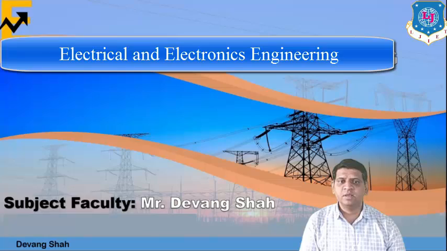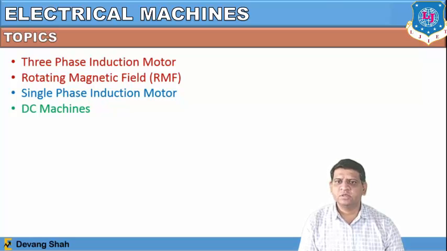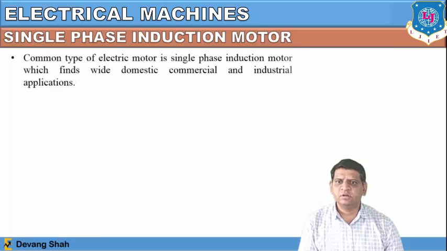We are learning the subject Basic Electrical Engineering, and in our last session we learned about the three-phase induction motor. In this chapter, which is defined as electrical machines, in our last session we discussed the three-phase induction motor and the rotating magnetic field. In today's session we are going to discuss the single-phase induction motor, and then we are going to learn about DC machines and generators. So we'll start with the single-phase induction motor.